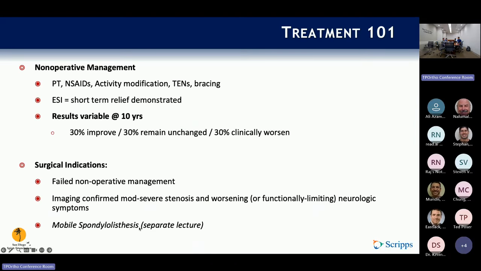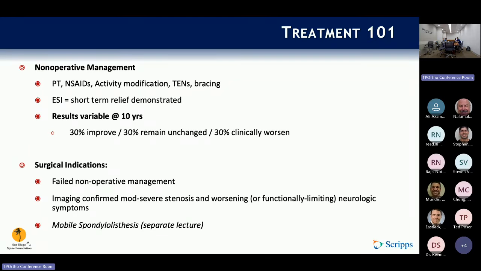And so diving into some of the treatment options, like all things in orthopedics, we start with non-operative management first. This includes physical therapy, medications, activity modification, and different types of bracing. We do see the use of epidural steroid injections, which may give short-term relief as well. But especially in these patients, at 10 years they categorize into thirds: about 30% improve, 30% remain unchanged, and about 30% clinically worsen.